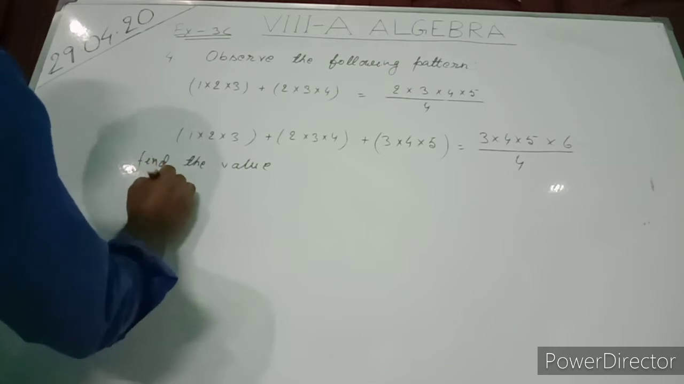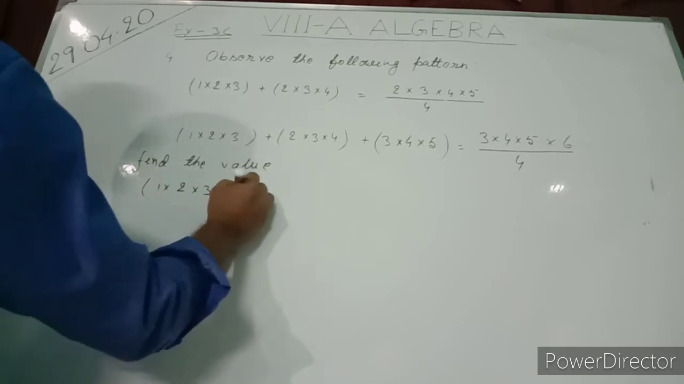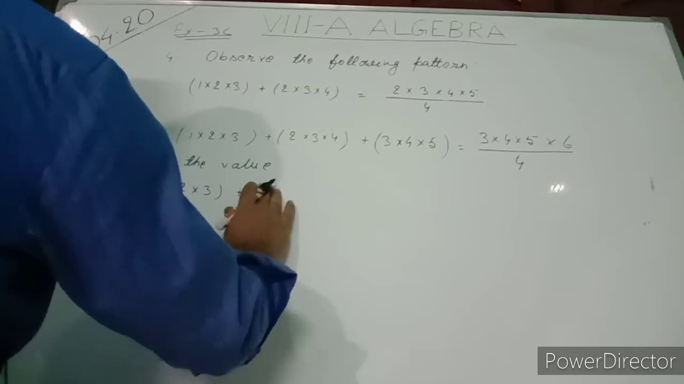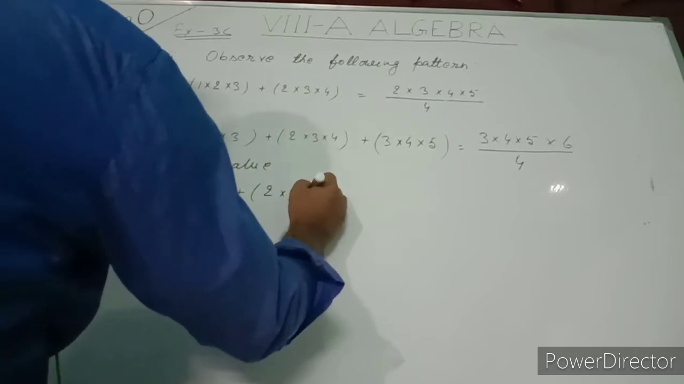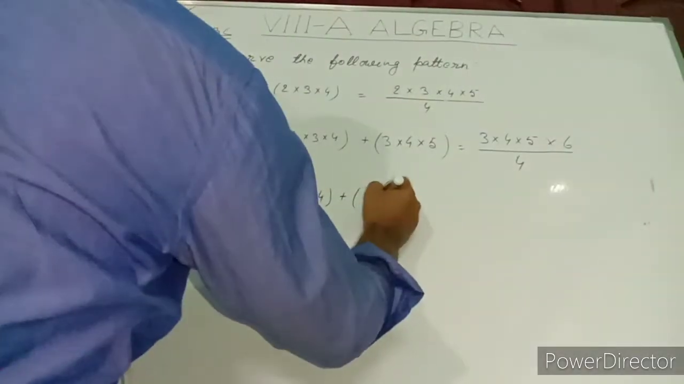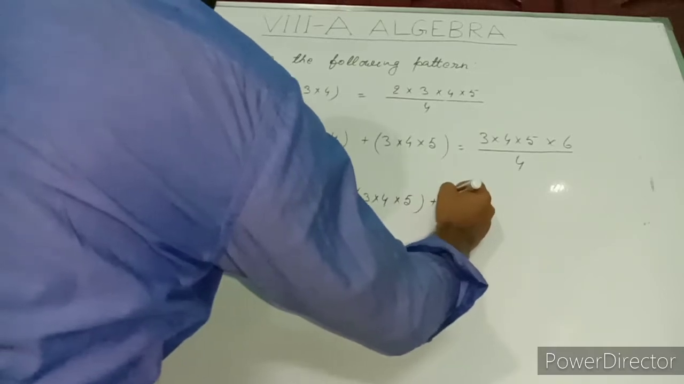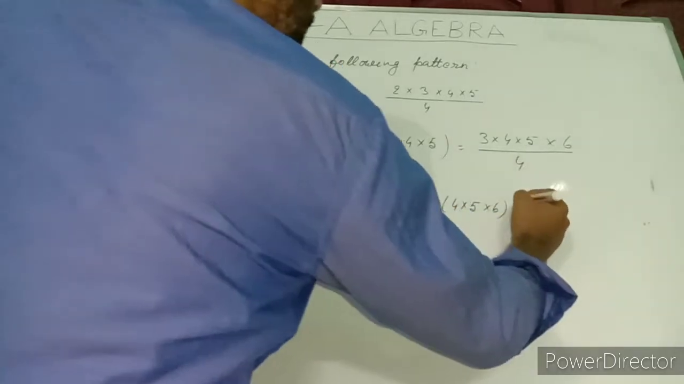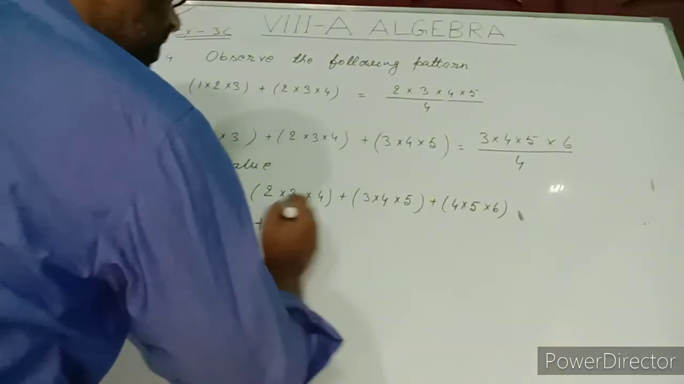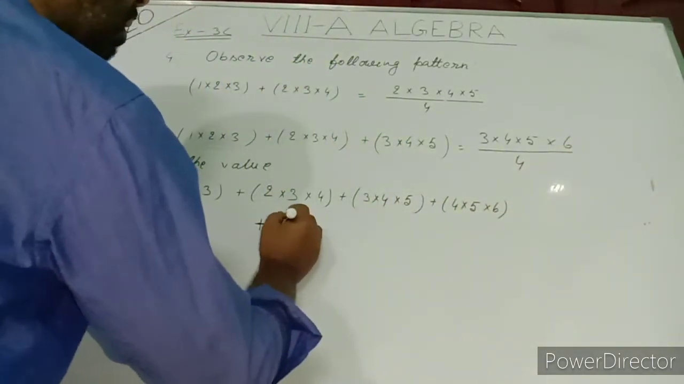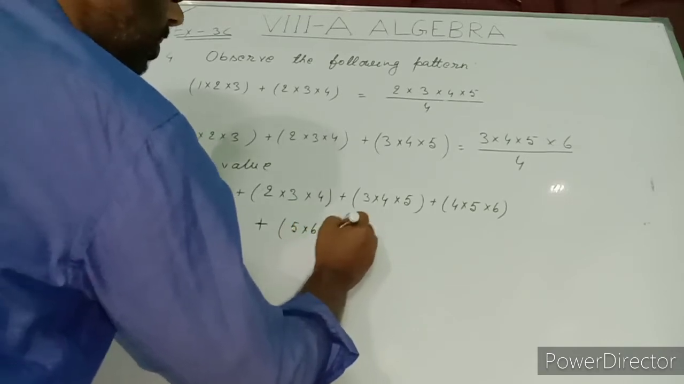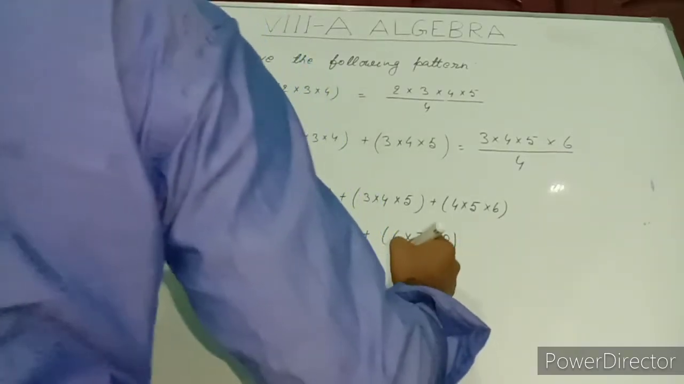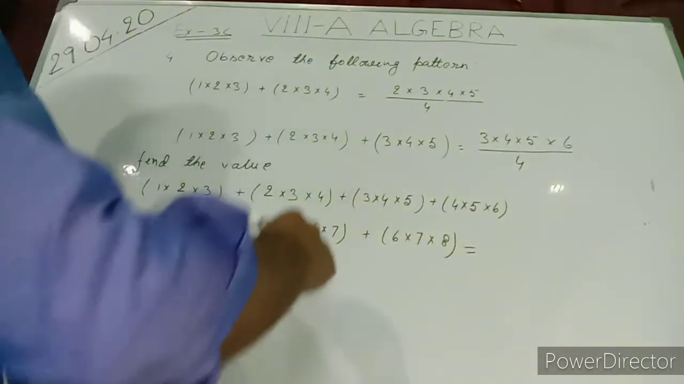That question is 1 into 2 into 3 plus 2 into 3 into 4 plus 3 into 4 into 5 plus 4 into 5 into 6 plus 5 into 6 into 7 plus 6 into 7 into 8 equal to how much? We follow the same pattern.